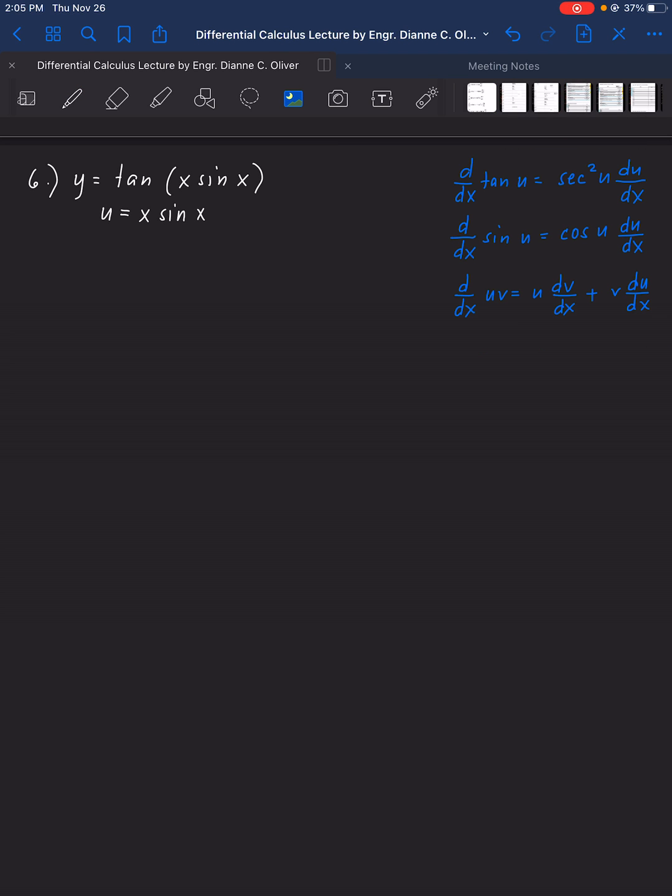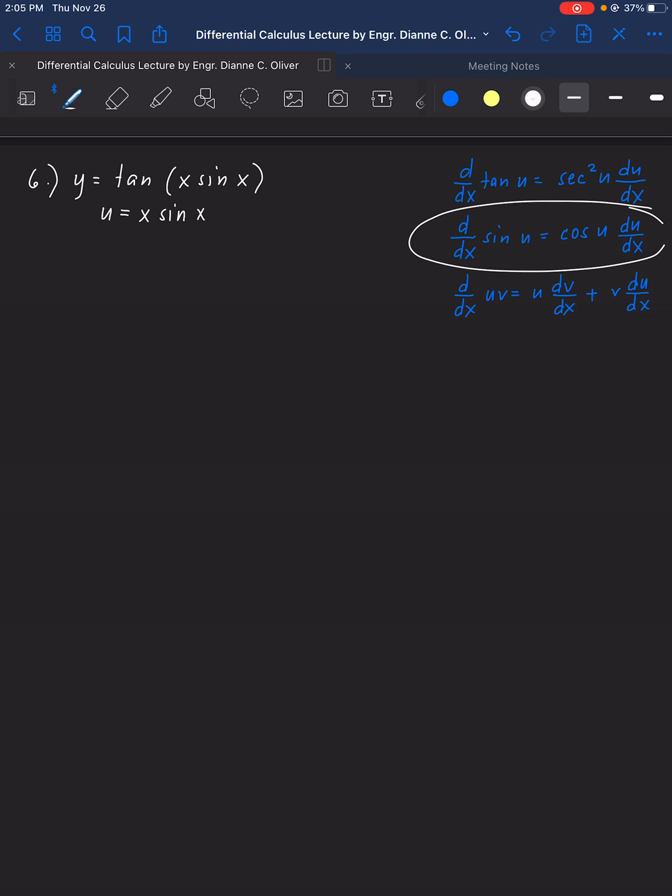Now, for the pattern for the derivative of tangent, we have the derivative of tangent u is equal to secant squared u, and then the derivative of u. But first, let's derive the u here. To derive u, if you observe, we are using the pattern derivative of sine u, which is cosine u, and then the derivative of u.